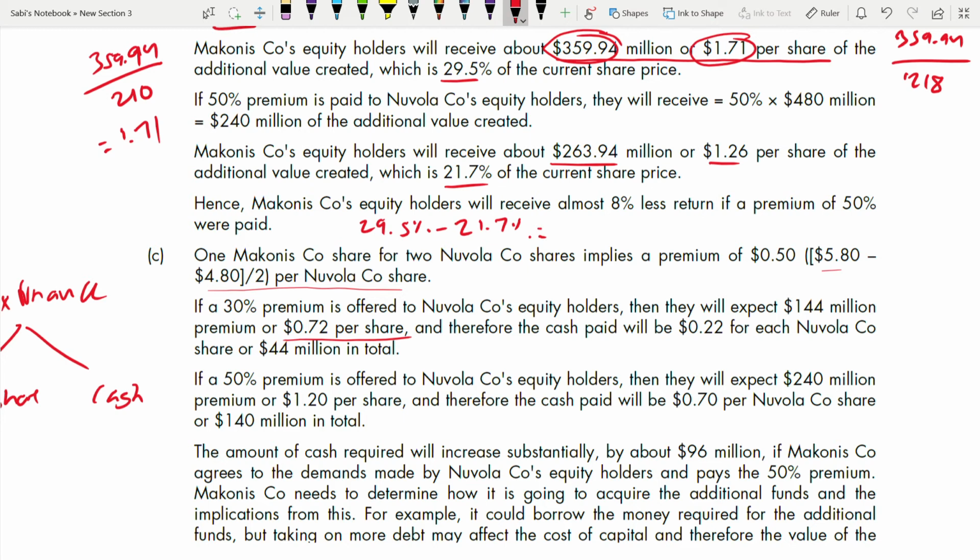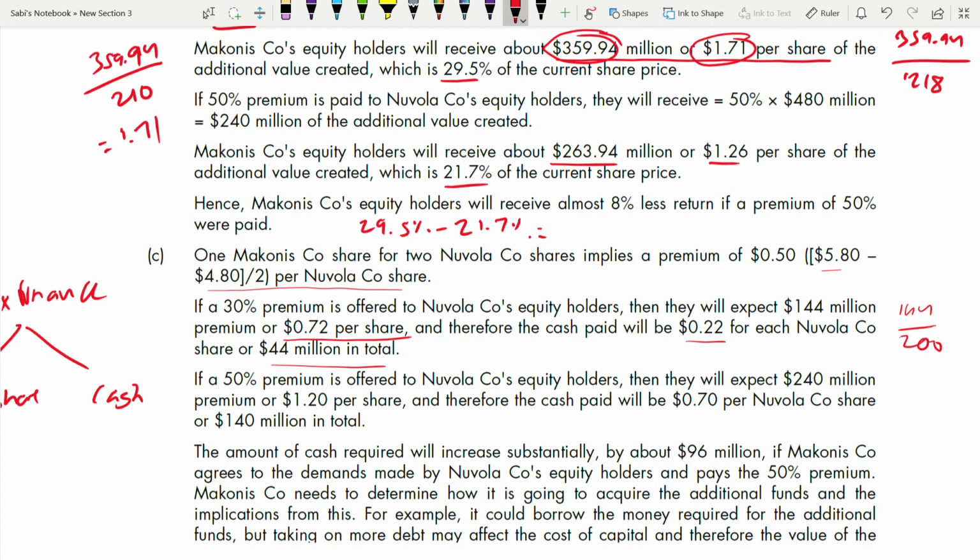144 divided by 200, the number of shares issued for Novala. That's how you're getting 0.72. And therefore the cash paid will be 0.22 for each Novala share, 45 million in total. Cash paid will be 0.22. How is it?